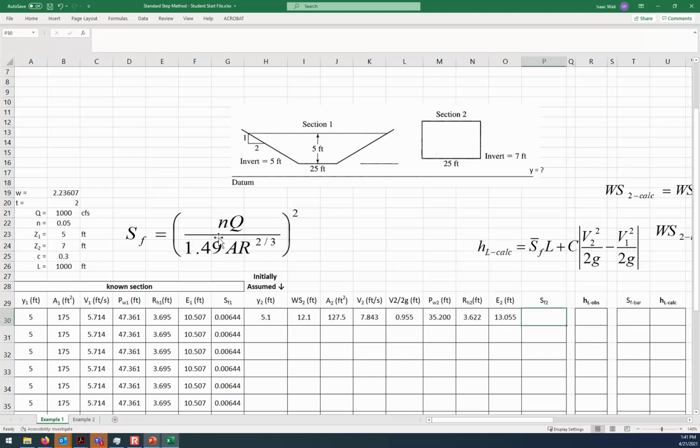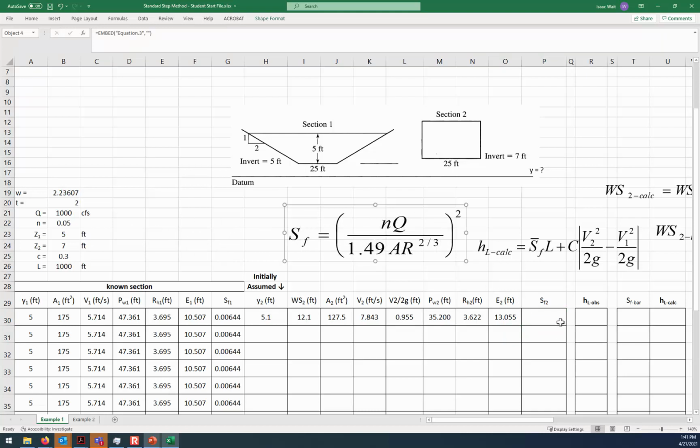Then we're going to use, once again, Manning's equation to say what would be the slope of the energy grade line if this is the depth. If the water is that deep, then we could use Manning's equation to say what's the slope of the energy grade line just at that location. So again, we'll type in Manning's equation using the reference up here to the n value times the flow rate divided by 1.49 times the area times the hydraulic radius to the power of 2/3, and then all of that is squared. That gives us the slope of the energy grade line. Yep, that's right.